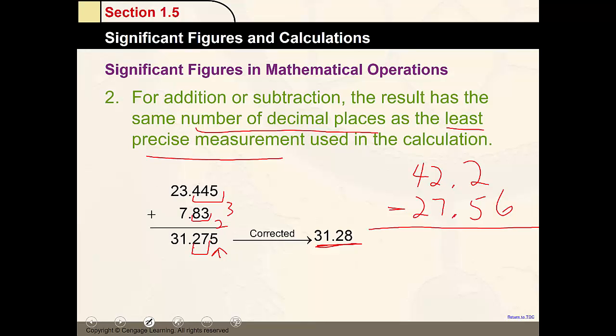So here, 42.2, that has 1 digit to the right of the decimal point. 27.56 has 2, so that means in our answer, we can only have 1 digit to the right of our decimal point. So now we subtract this out, we get an original answer of 14.64. Now we look at the next number there, 4. That means this number rounds down. So that means our final answer here is 14.6.